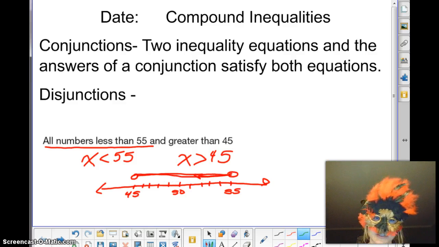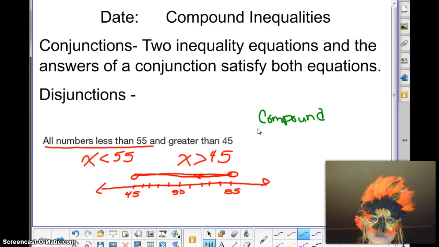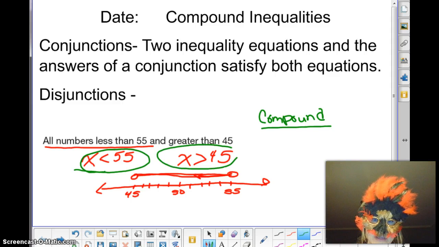So when we're doing conjunctions, we write them in what's called compound form. Okay, and so what I want to do is I want to combine this part of the answer and this part of the answer. So I'm going to put my x in the middle. I know x is less than 55, so I'm going to write my less than 55. And then I also know x is greater than 45, so I'm going to put greater than 45.